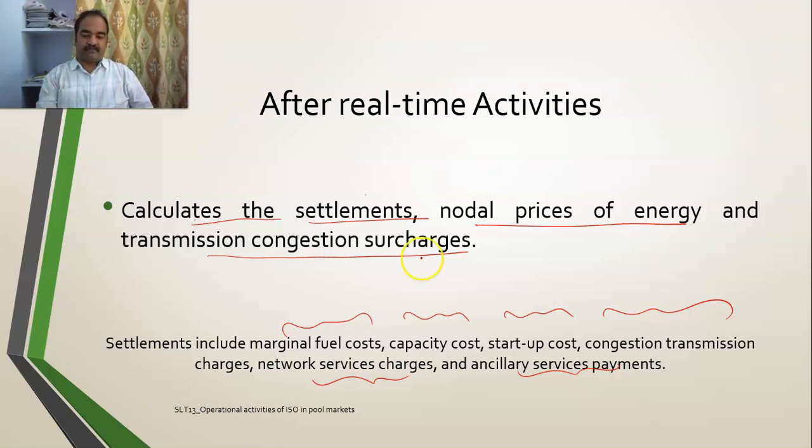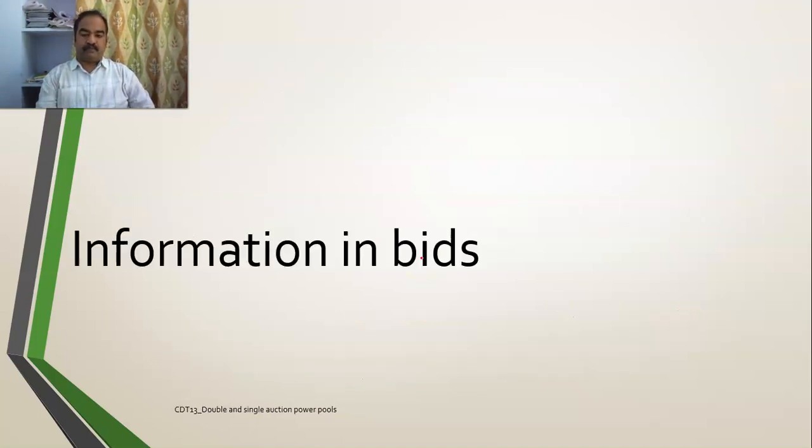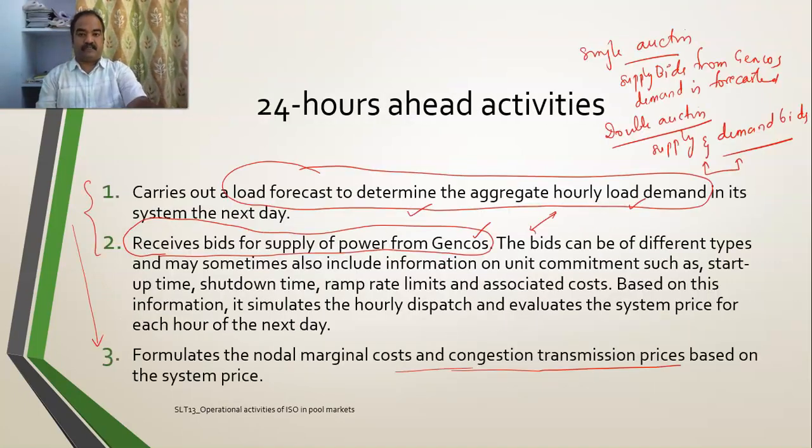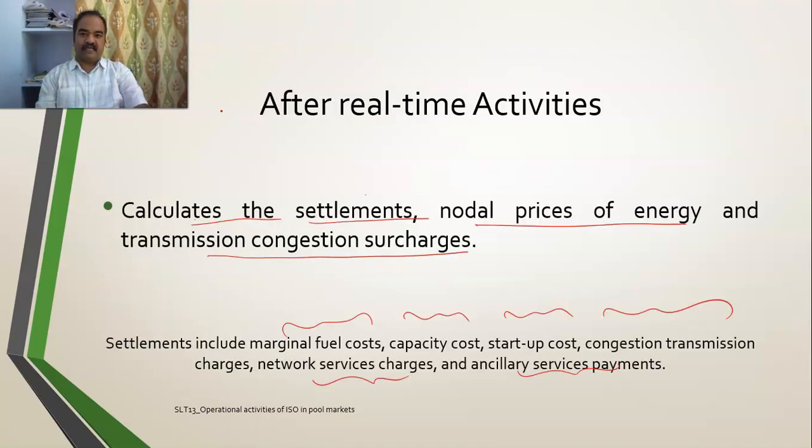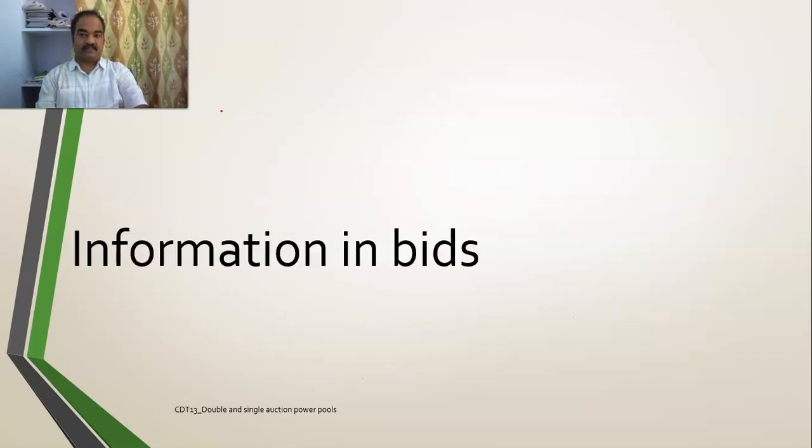So now we have seen that there are 3. One is the 24 hours ahead activity: collection of bids, finalizing MCP and informing the same. Next, during the real-time activities, you dispatch generation and load and provide other services, which we call ancillary services. After real time, you do the financial settlements, which include all these prices.